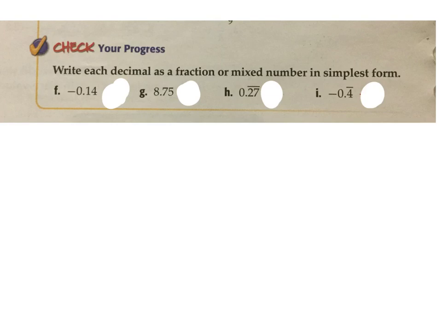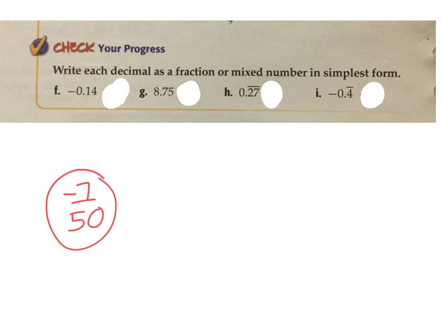On F, negative 0.14. I see it's written as negative 14/100. And then he divided by 2 on top and bottom to get negative 7/50. Did anybody get anything different on F? So everybody agrees it's negative 7/50. That's correct.